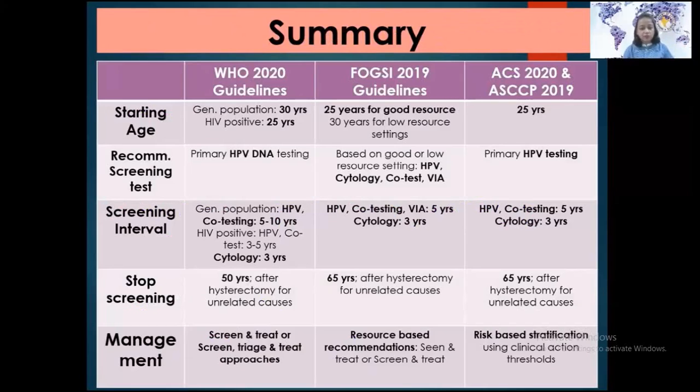So lastly, I would like to summarize the main recommendations of these guidelines. The management options do not differ significantly. However, the American Cancer Society has given the direct recommendations based on the risk-based stratification, which is quite useful. However, in India till date, we are following the FOGSI guidelines only, which are quite flexible.